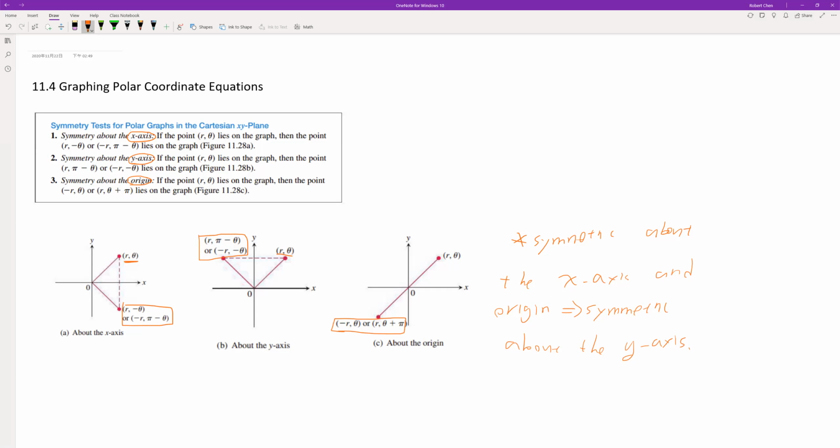If you have symmetry about the x-axis and the y-axis, it also implies it has symmetry about the origin. So if you have two of them at the same time, then it's going to be equal to the third one. Let's say if you are symmetric about the y-axis and the origin, then it automatically means it's symmetric about the x-axis.